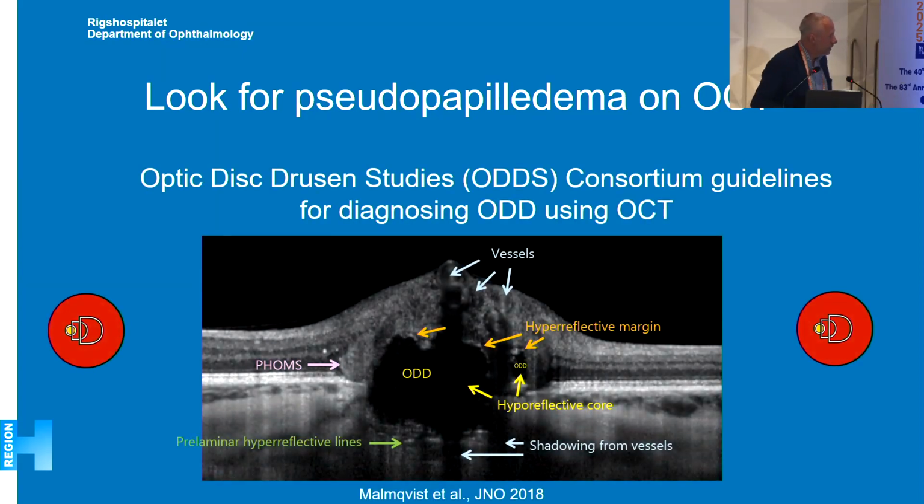We came up, in the International Optic Disc Drusen Consortium, with some guidelines for how to distinguish drusen on OCT, and the most important thing is that it needs to be a hyporeflective structure, and it usually has a hyperreflective membrane, which is most pronounced anteriorly. You see the FARMS also again.